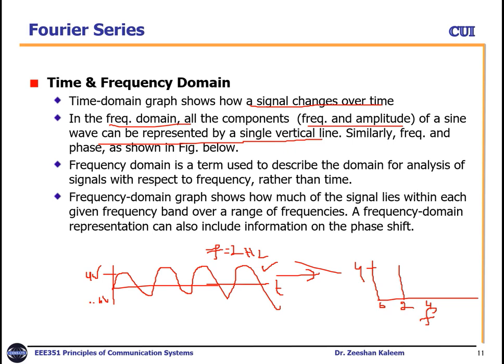So the frequency domain is used to describe the analysis of a signal with respect to frequency rather than time. A frequency domain graph shows how much of the signal lies within each given frequency band over a range of frequencies. So this is the range of frequencies.